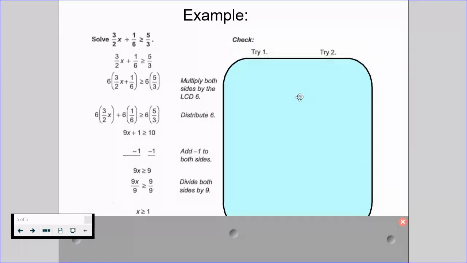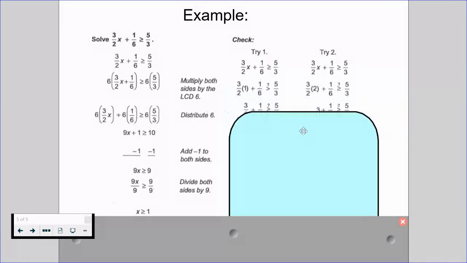Let's talk about how we would check it. We want to check it by using the number that we found, the number that we are comparing our variable to. So we're comparing x to 1, so we want to use 1 in one of our checks, and then we want to use a number that would satisfy this inequality down here. x is greater than or equal to 1, so 2 should be greater than or equal to 1, and we're going to double check and make sure that this is going to be a true statement at the very end.